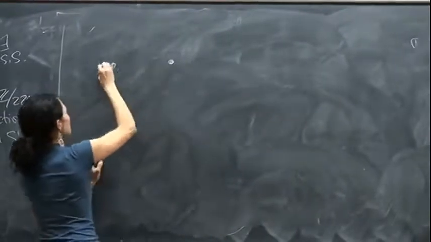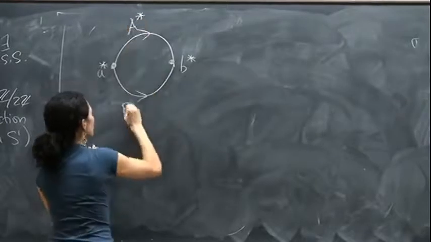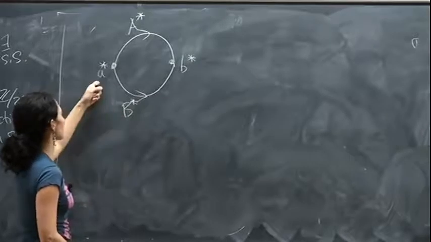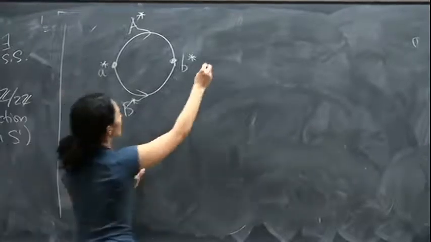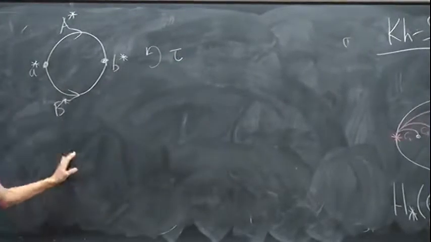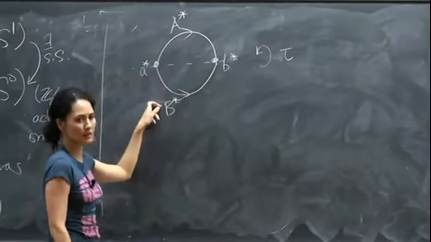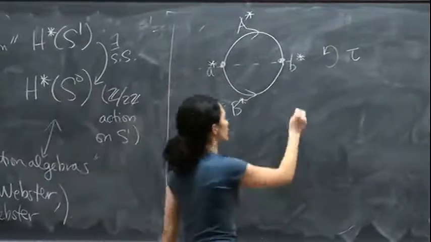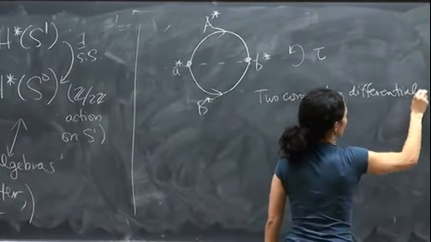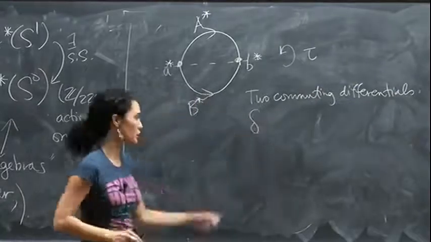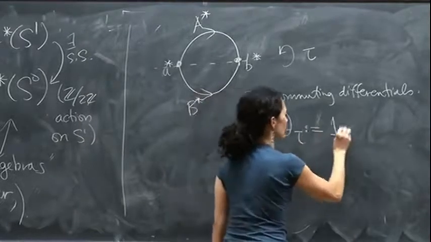If you start with some Z2 equivariant cochain complex for the circle, these generating co-cycles are really the homologies of these points. So on this there's this Z2 action, this involution, which I'm going to call tau, which is just a reflection across this center line, and which sends these two to themselves and this to this. And so on this complex you've got two commuting differentials. One is just the ordinary Khovanov boundary operator, and then another one, which is coming from this involution, and which is just defined as 1 plus tau.